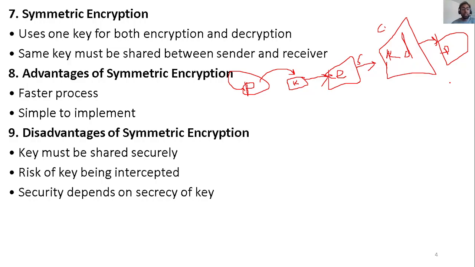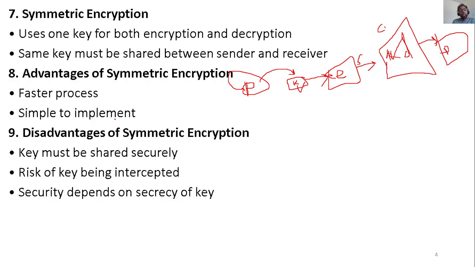Advantages of symmetric encryption. In symmetric encryption, we have the same key for encryption and decryption. What is the benefit of it? The same key is with the sender and the receiver, and it has faster access and is simple to implement. And then there is asymmetric encryption. That is another kind of encryption.